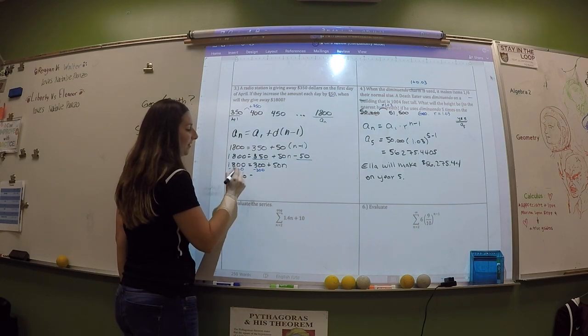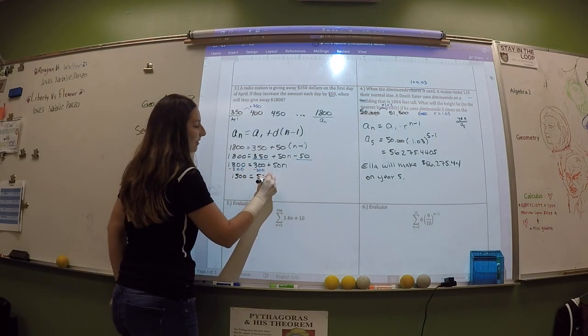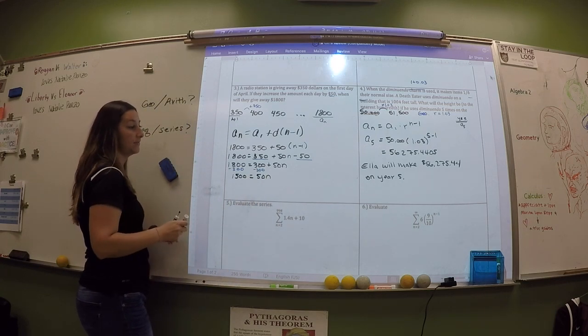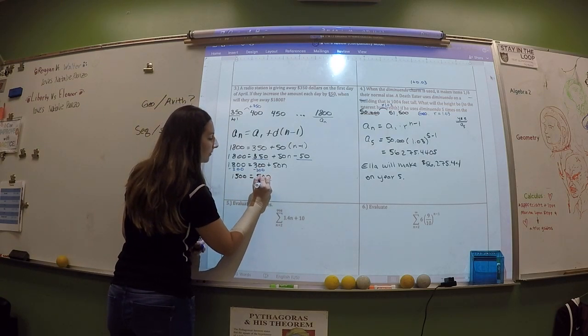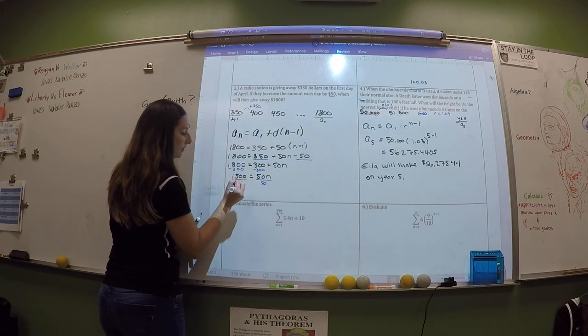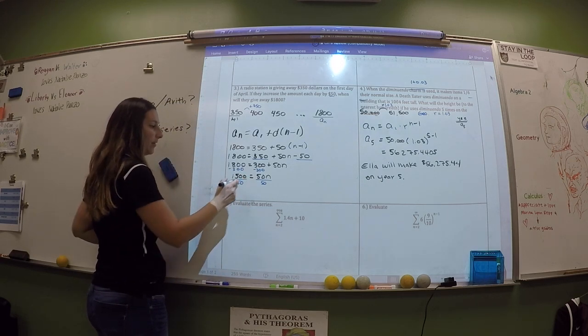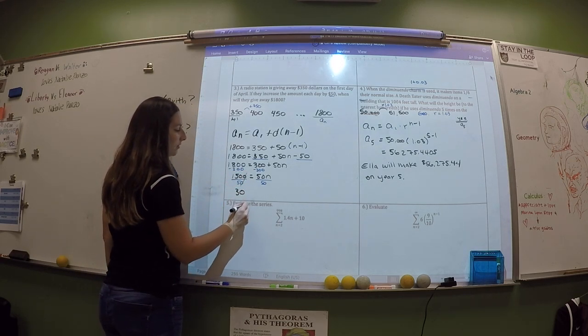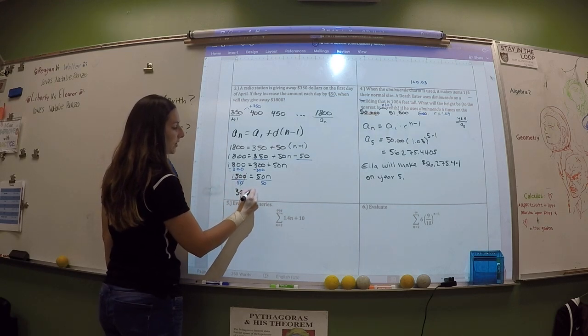Wow, you're so smart. It's ridiculous. Then I can divide by 50. So it's the 30th term. When you divide by 50, you get 3 and then the extra 0.